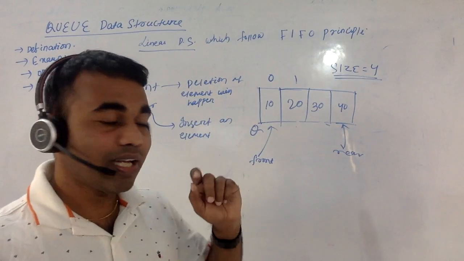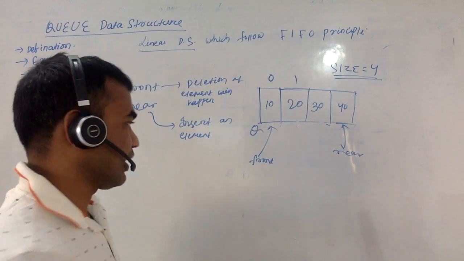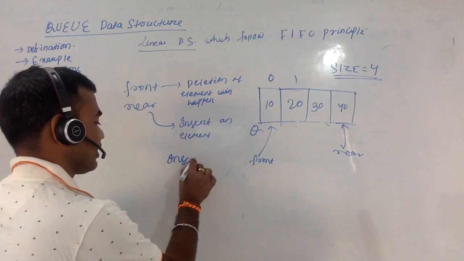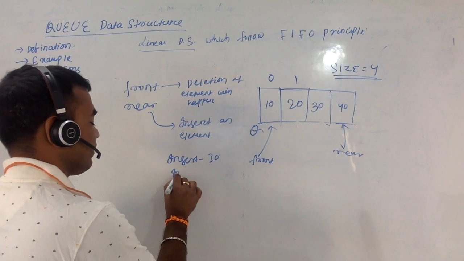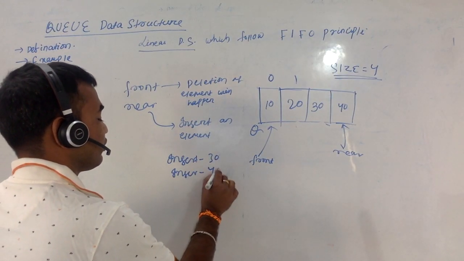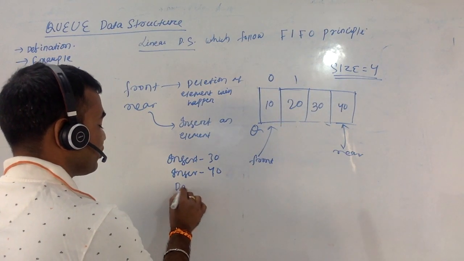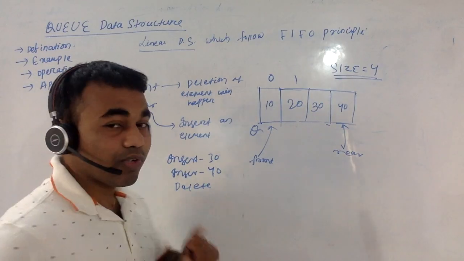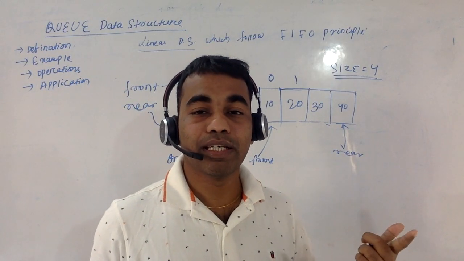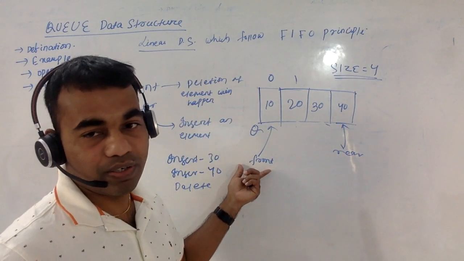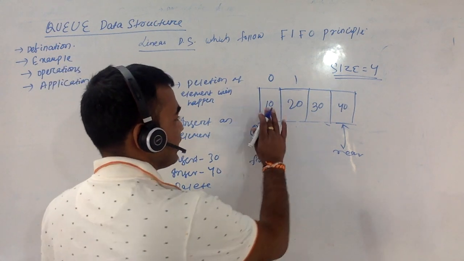So now suppose I ask you to delete an element, right? Suppose we have done insert 30, insert 40 we performed before that, and 10, 20 were also inserted. Suppose I ask you to delete an element. Where should you delete? Deletion will happen from the front end, right?